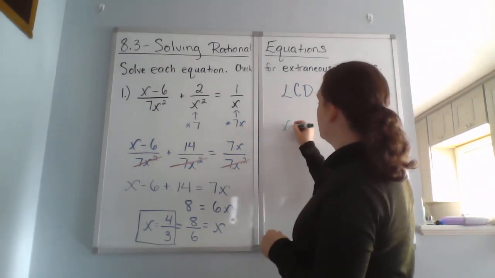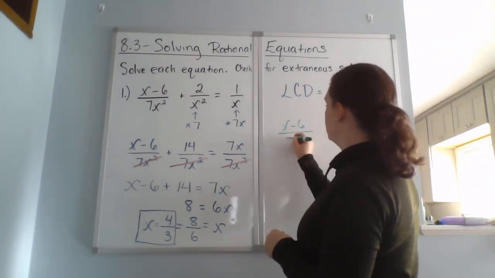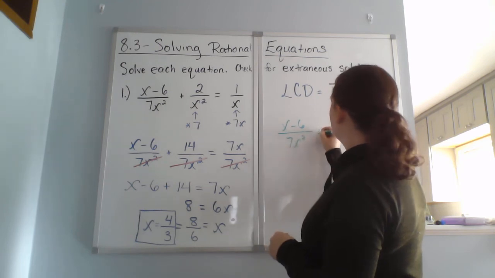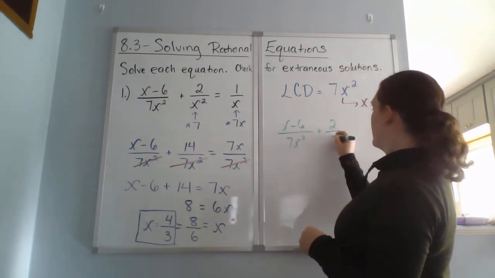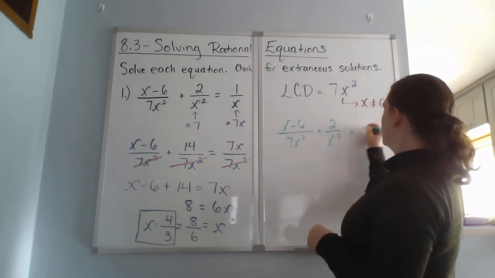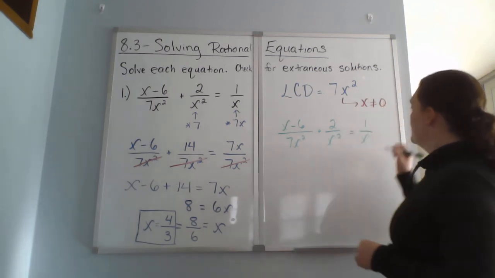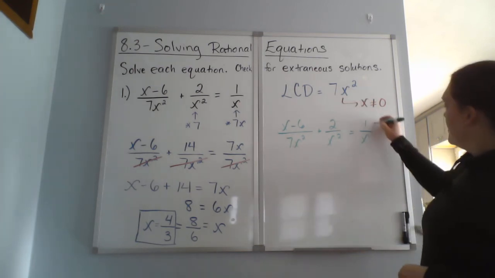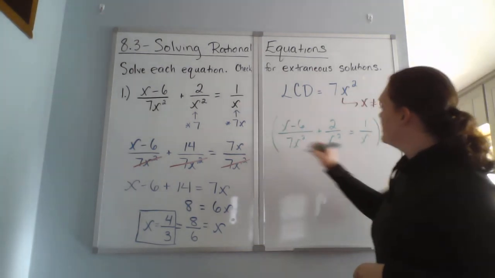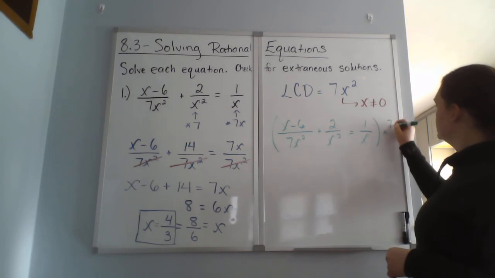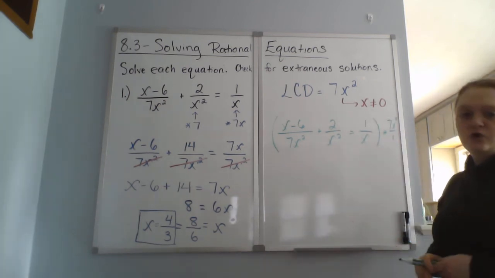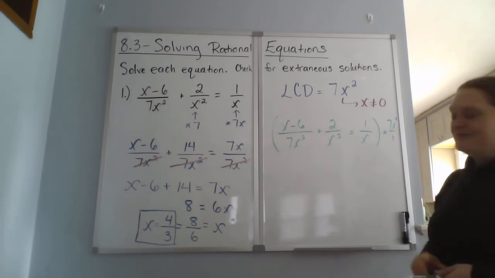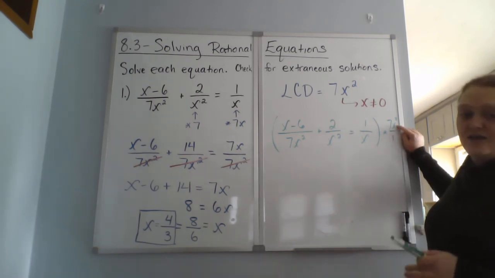If I copy that down, x minus 6 over 7x squared plus 2 over x squared equals 1 over x. We already identified our least common denominator as 7x squared. I want to go through and take this whole thing and multiply it by 7x squared over 1. Or just multiply by 7x squared. And I'm sorry, that's really little, but that does say 7x squared.